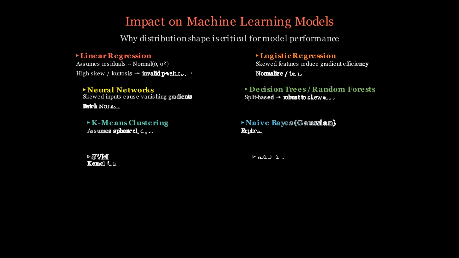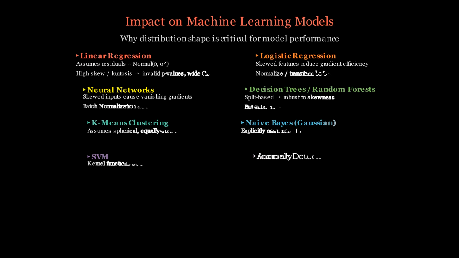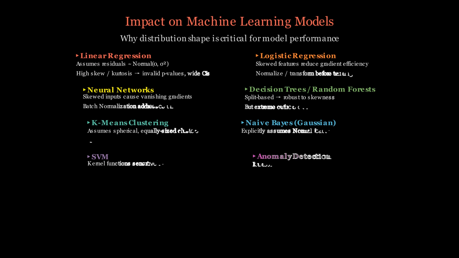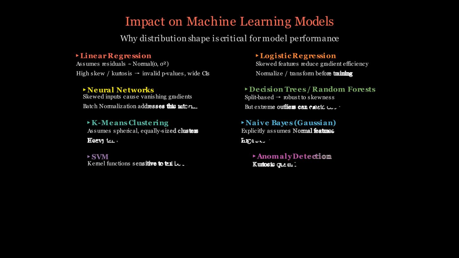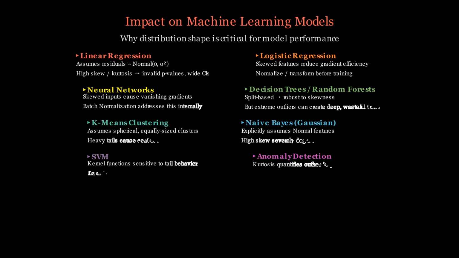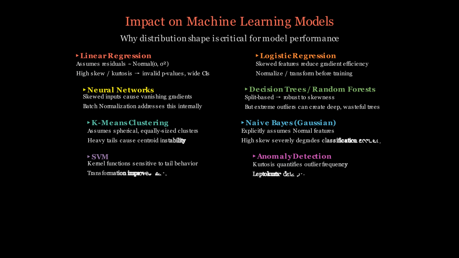Decision trees are the good news. Split-based methods are naturally robust to skewness, though extreme outliers can create unnecessarily deep trees. K-means assumes spherical clusters of similar size. Heavy-tailed leptokurtic distributions cause centroids to become unstable. Gaussian naive Bayes explicitly models each feature as normal. Violated normality severely degrades classification performance.